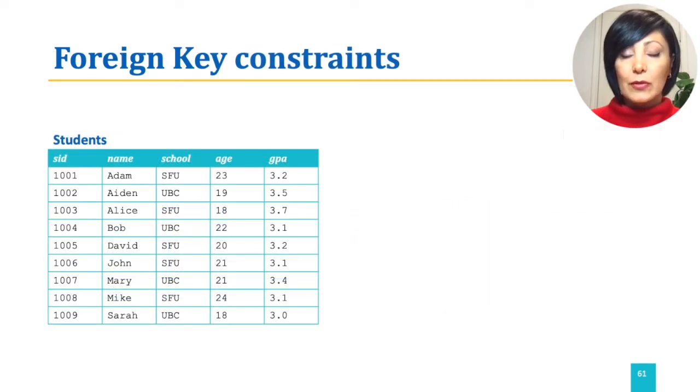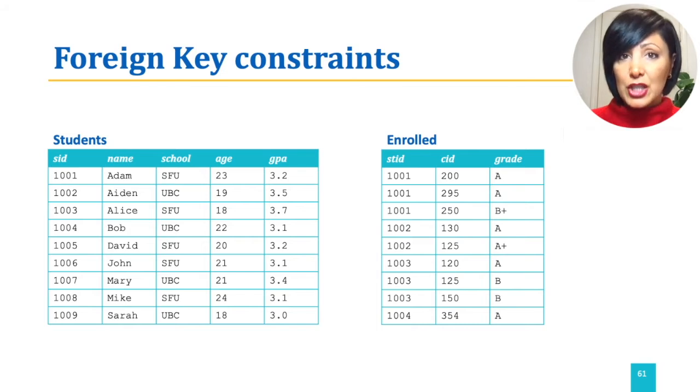Another example. Remember our students table. Now, consider we have a relation named enrolled, and in this new enrolled relation, we want to have the information about the students' enrollments in courses. In this example, the SID in the students table is used in the STID in the enrolled table. This referral can be stated in the create table statement with STID references SID. This means that every value used in STID in enrolled should exist in SID in students.